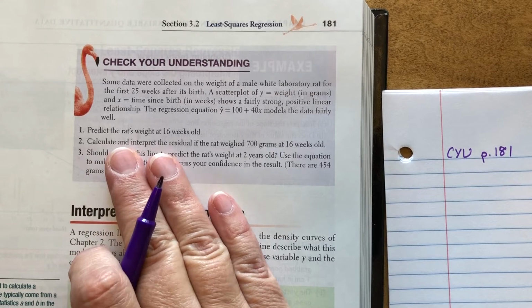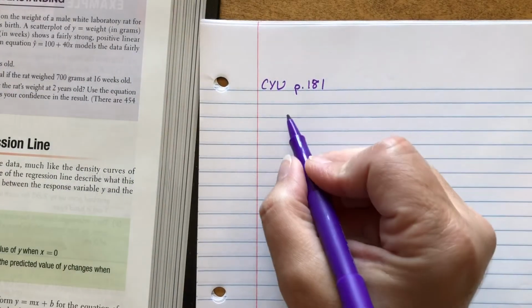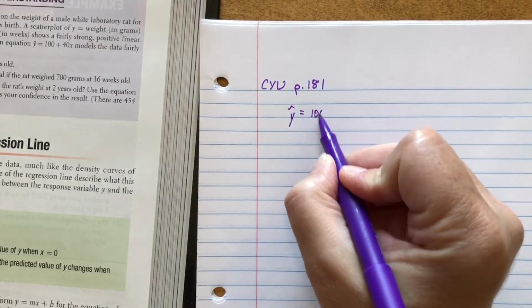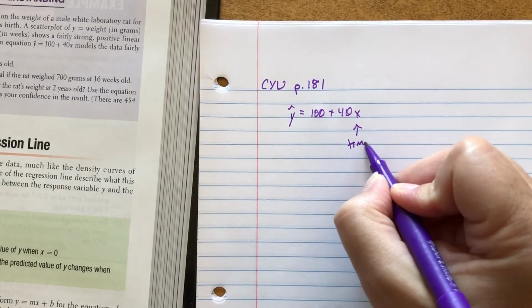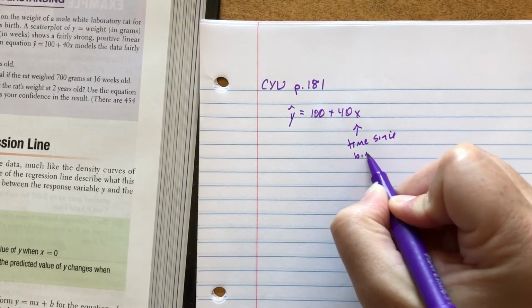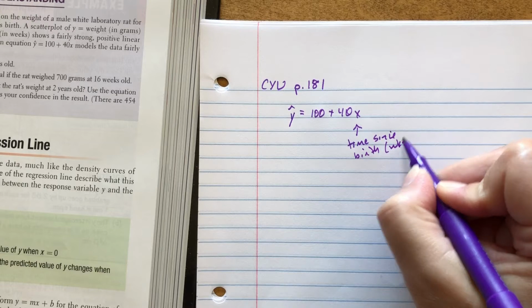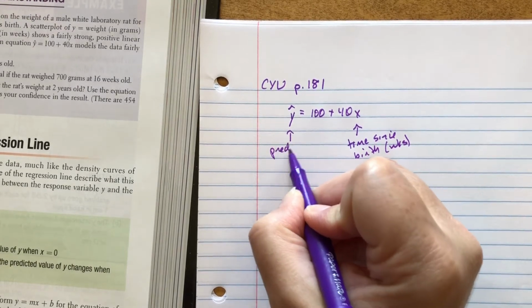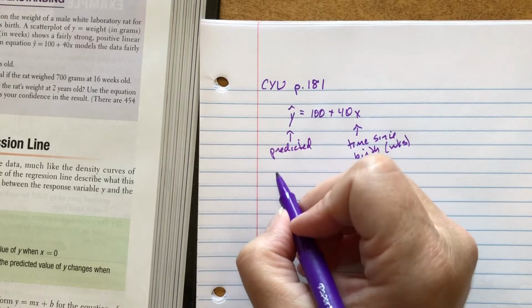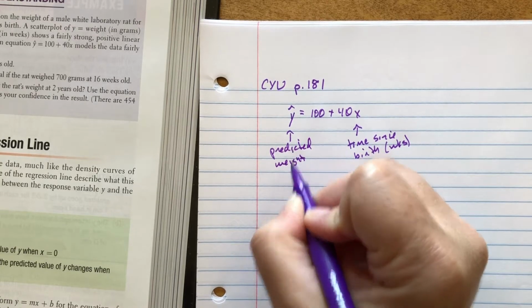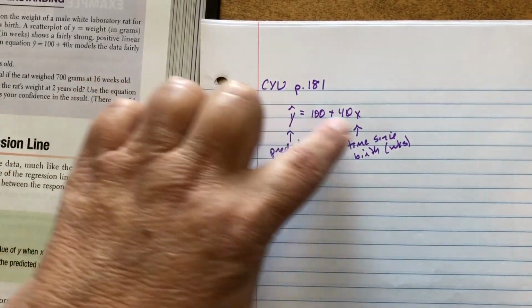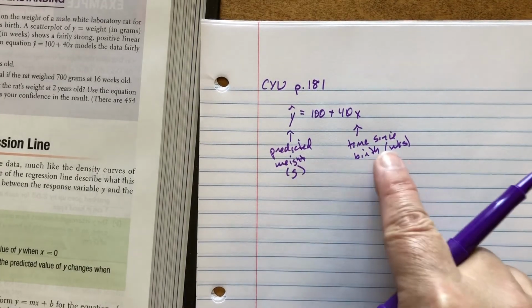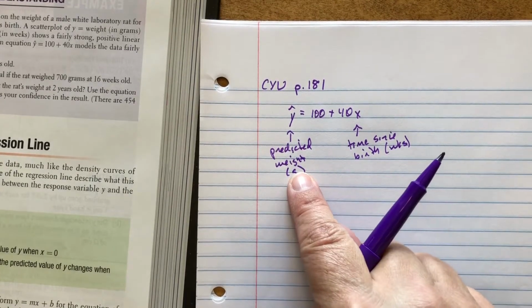So let's predict the rat's weight at 16 weeks old. First thing I want to do is jot down that regression equation. y hat equals 100 plus 40x. X is my explanatory, which is the time since birth, in weeks. And y hat is my predicted weight, in grams. Whenever you write a regression equation, always identify x and y, explanatory and response. We're using time since birth in weeks to predict a rat's weight.